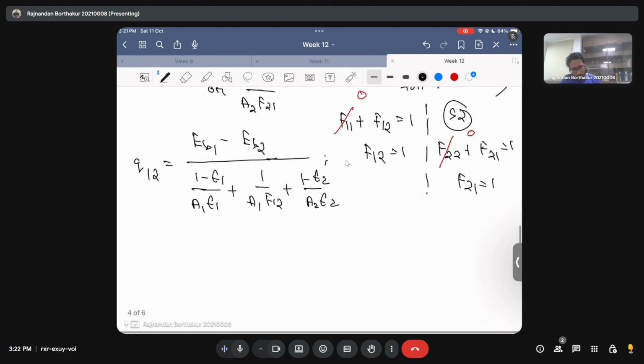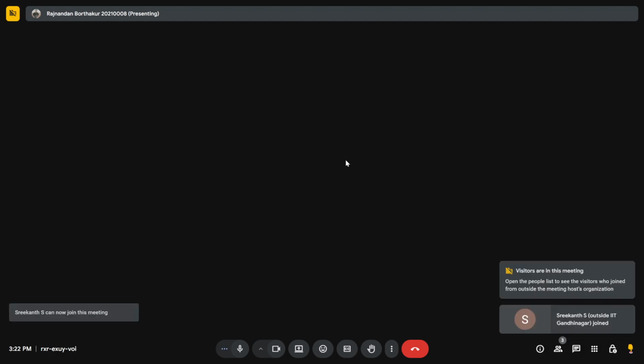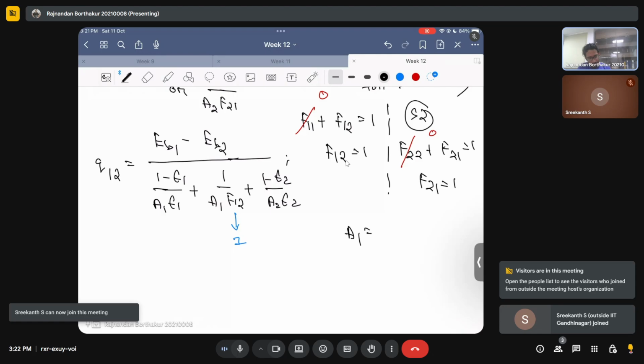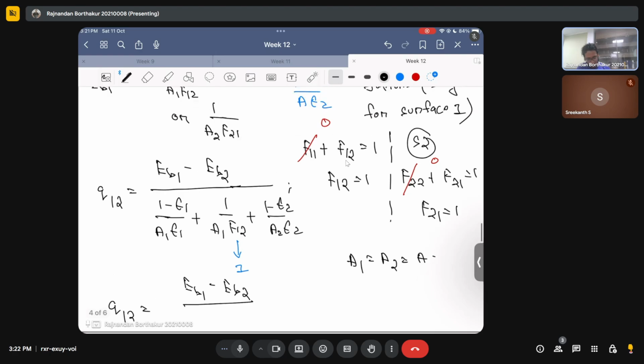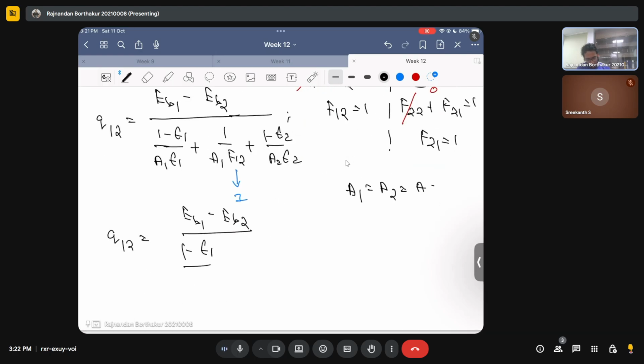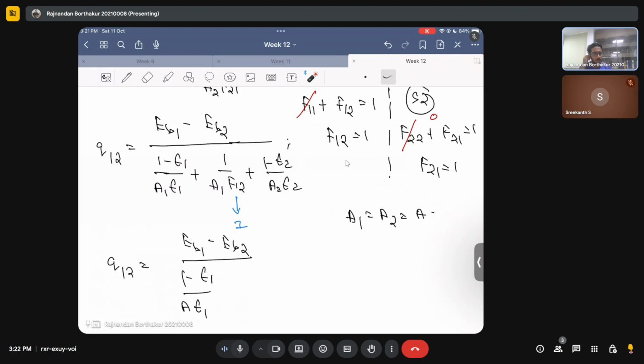So what we saw is that F12 is equal to 1. And also we know that since these are infinite plates of, let's say, width W, I can say that A1 is equal to A2, which is equal to A. And if I incorporate all these things into this expression, I can say that this is equal to EB1 minus EB2 divided by 1 minus epsilon 1 by A times epsilon 1, because the areas are just equal to A.